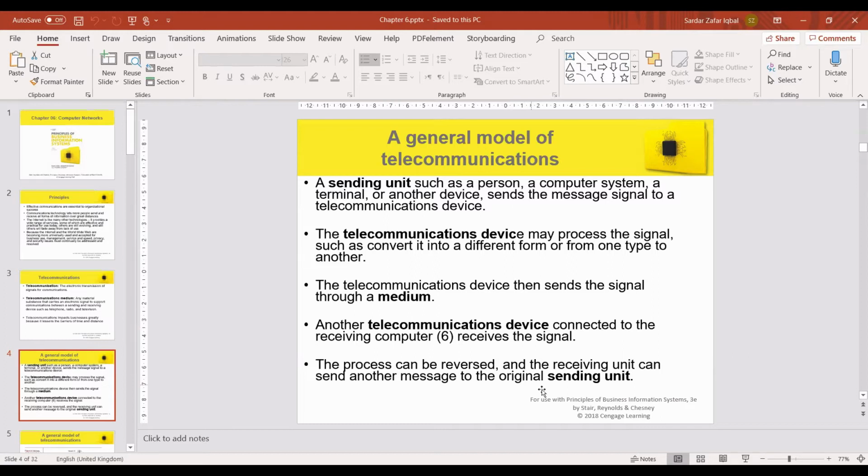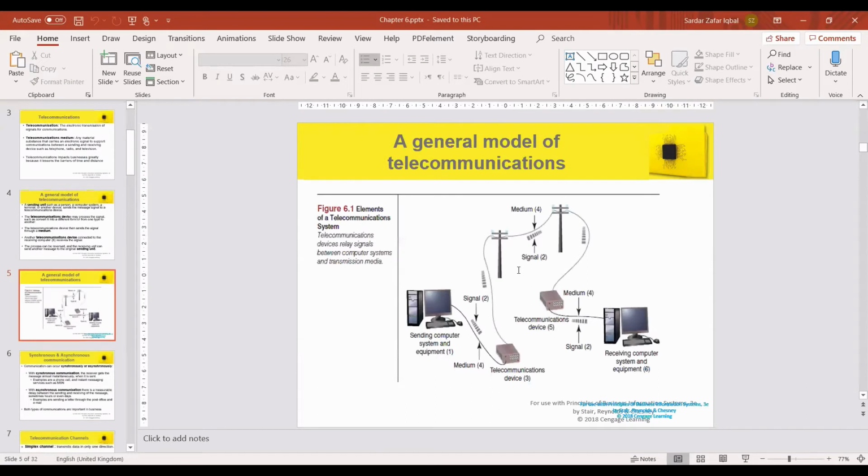The process can be reversed and the receiving unit can send another message to the original sending unit. This will be more clearer if you see this figure. So starting, yes, this guy? Any question? No. Okay. So now understand this.